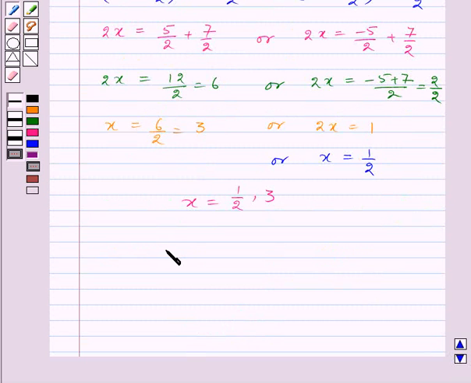Thus, the roots of the given quadratic equation are 1 upon 2 and 3. And this is our required answer to this question.